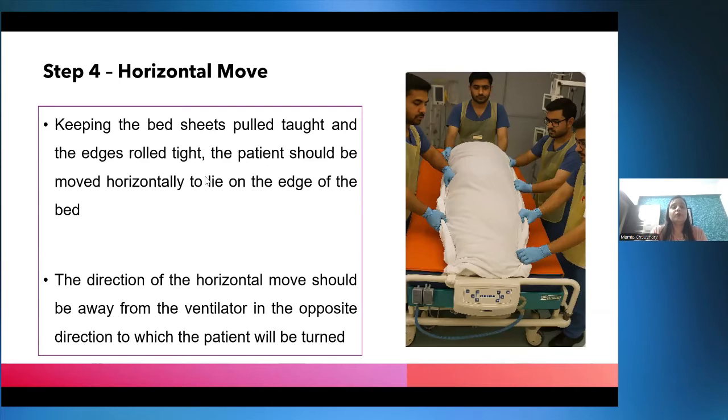Step 4 includes the horizontal move. Keeping the bed sheet pulled taut and edges rolled tight, the patient should be moved horizontally to lie on the edge of the bed. Generally, the patient is moved away from the ventilator. The direction of the horizontal move should be away from the ventilator, in the opposite direction to which the patient needs to be turned.